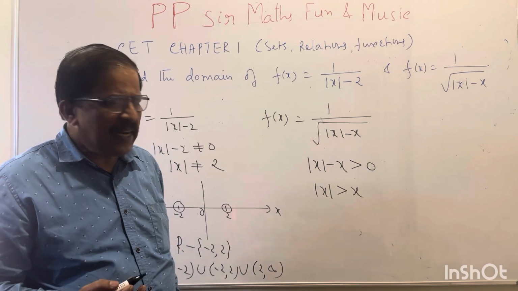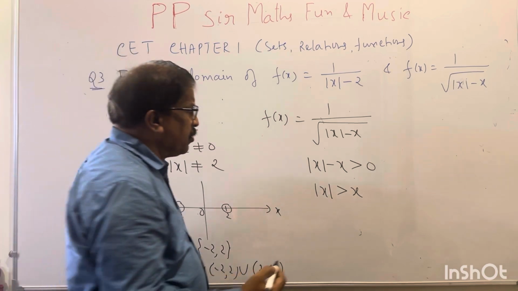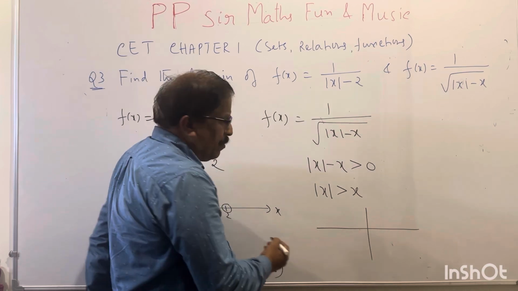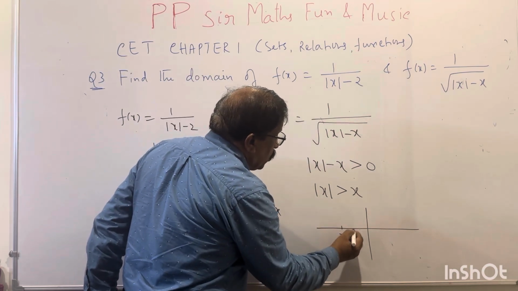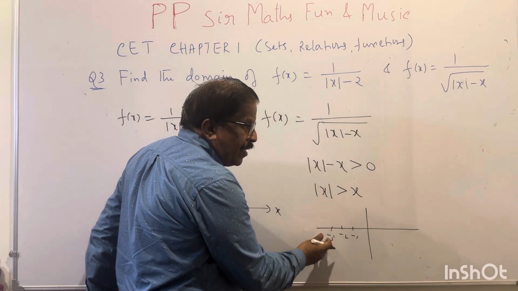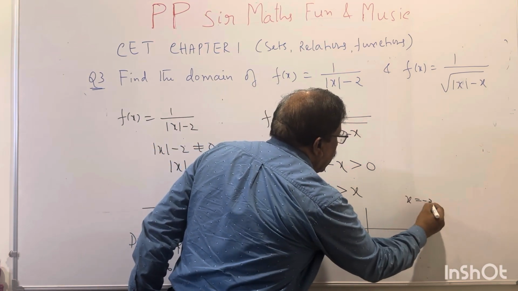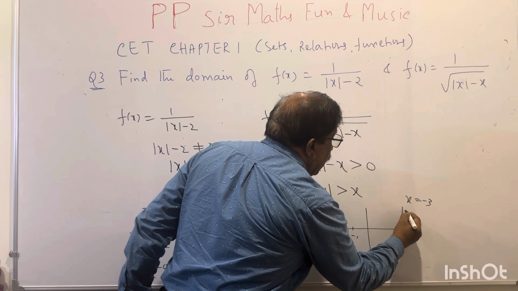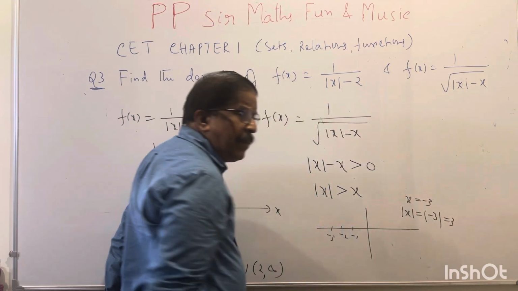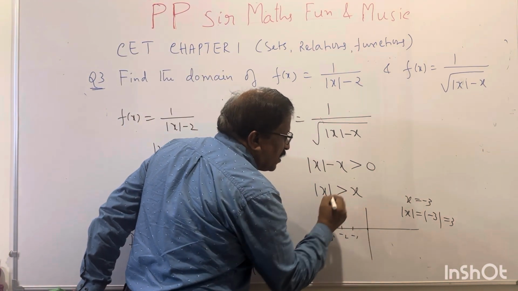In the previous class, I have explained this. What is the meaning of mod x? Mod x is greater than x when it is possible, only for negative real numbers. If you take, for example, minus 1, minus 2, minus 3, say x is equal to minus 3, then mod of minus 3 is 3. 3 is greater than minus 3, correct. So except 0, I can't take 0 since it's strictly greater than 0.